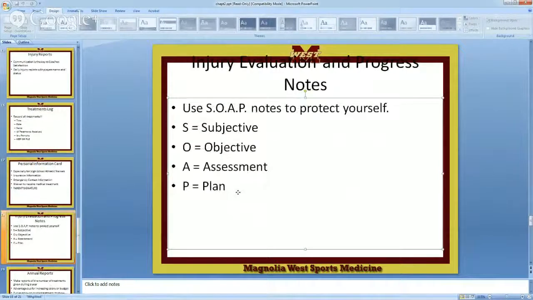18. This is your SOAP notes. You need to know S, O, A, and P. What are they? Subjective, objective, assessment, and plan. Yeah, well, I'll get back to this one in a second because we're almost here to 20.